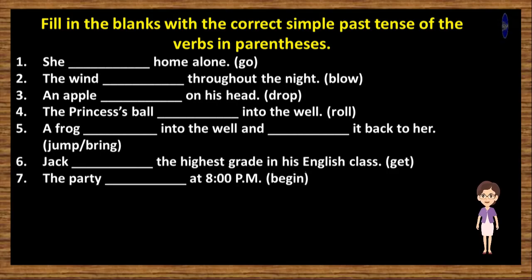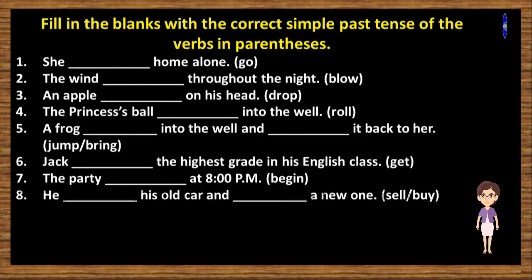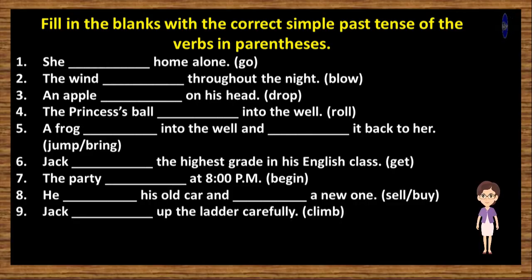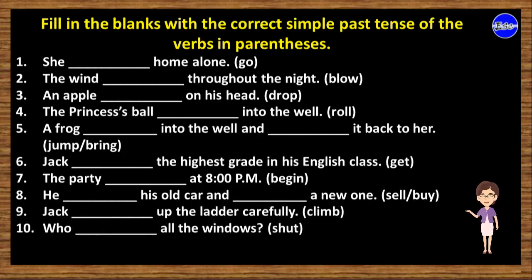6. Jack blank the highest grade in his English class. Get. 7. The party blank at 8 p.m. Begin. 8. He blank his old car and blank a new one. Sell and buy. 9. Jack blank up the ladder carefully. Climb. 10. Who blank all the windows? Shut.